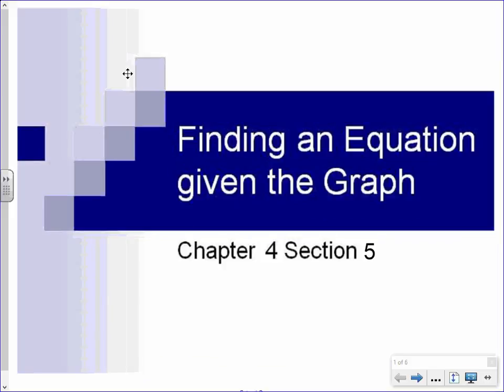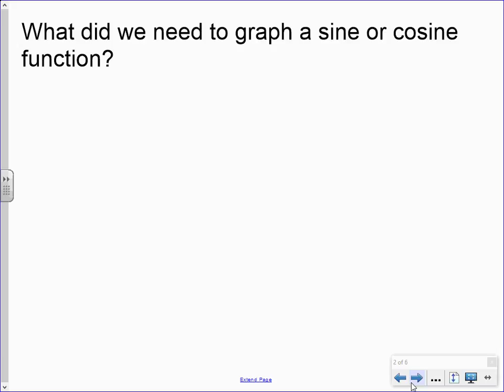Okay, today we're going to go backwards, which will help solidify graphing because we're going from graph to equation now. What do we need in order to be able to graph?